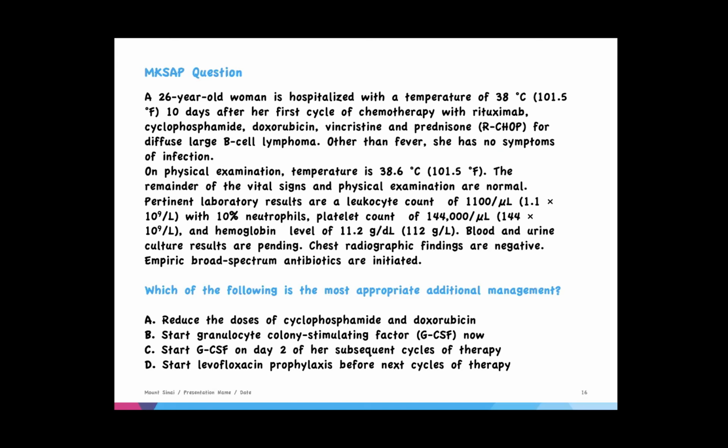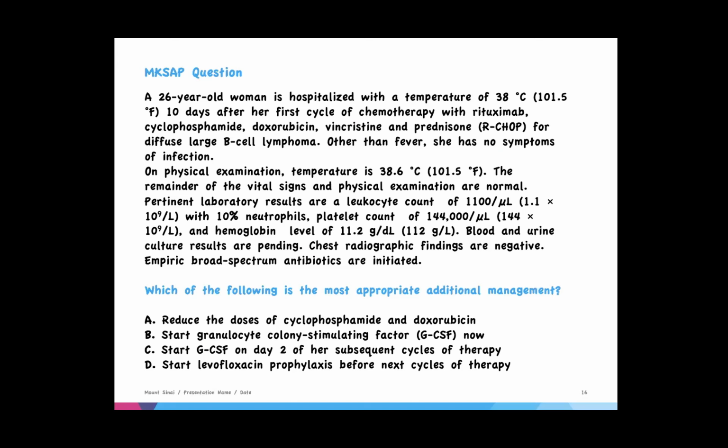On physical exam, her temperature is 38.6. The rest of the vital signs and physical exam are normal. Lab results show leukocyte count of 1100, 10% neutrophils, platelets of 144,000, hemoglobin of 11.2, blood and urine cultures are pending, and chest X-ray is negative. You already started empiric broad spectrum antibiotics. Which of the following is the most appropriate additional management?